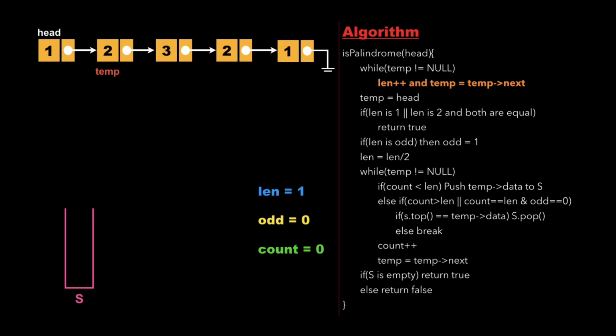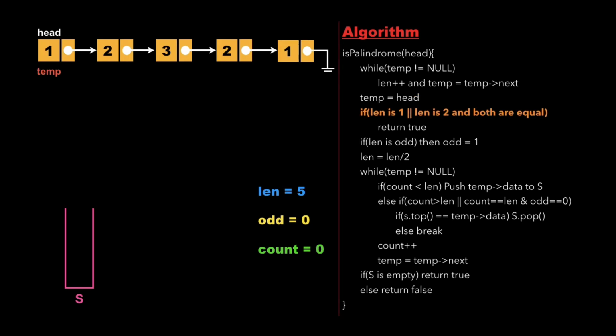So this particular while loop is used to count the number of nodes present in the linked list. So this will continue until we reach a condition where temp is equal to null. So finally we have reached a condition where temp is equal to null. So we exit the while loop and we got a value of length as 5. Then again we initialize temp as head.